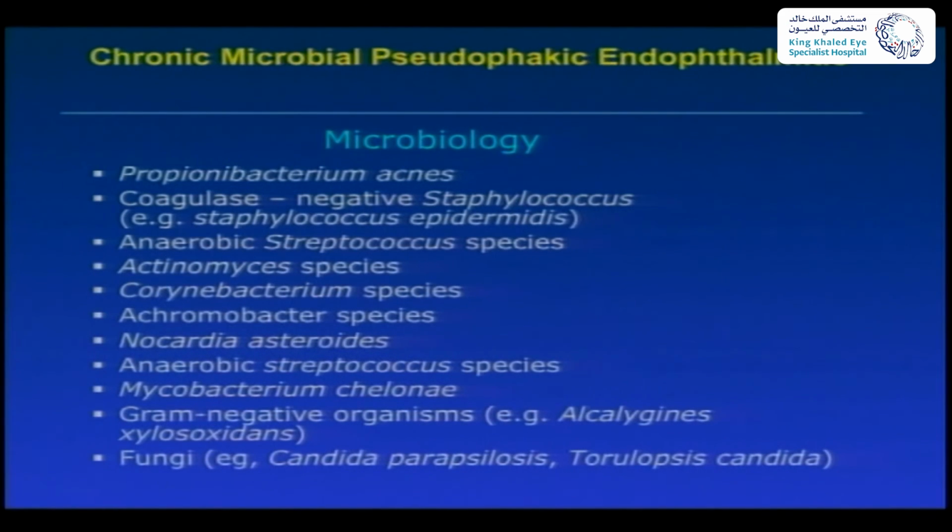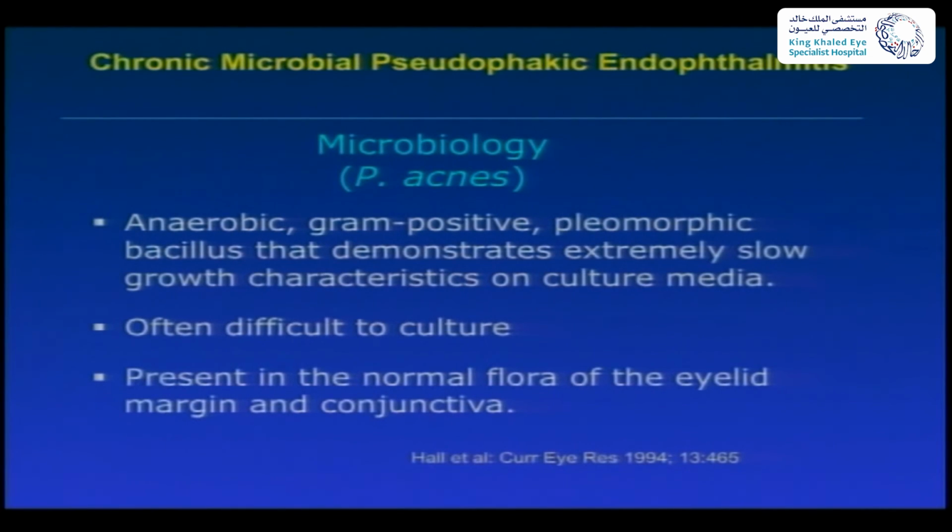There's a big list of organisms that can cause chronic endophthalmitis after cataract surgery. I said the common feature of all these organisms is that they are of low virulence. The most common bacterium is Propionibacterium acnes. This is an anaerobic gram-positive pleomorphic bacillus that demonstrates extremely slow growth characteristics on culture media. That's why if you suspect it, you have to instruct your microbiology lab to keep the culture for 2 weeks. Otherwise, it will come back negative. It is very difficult to culture.